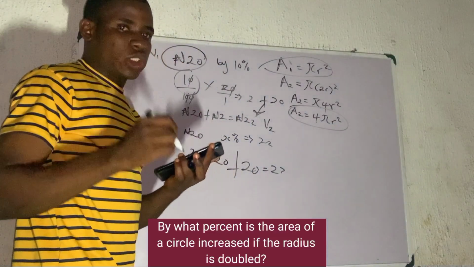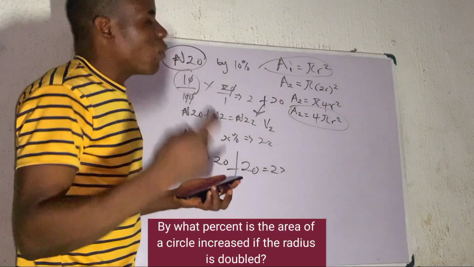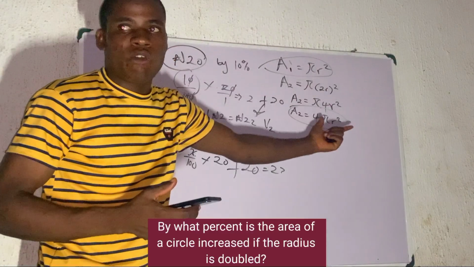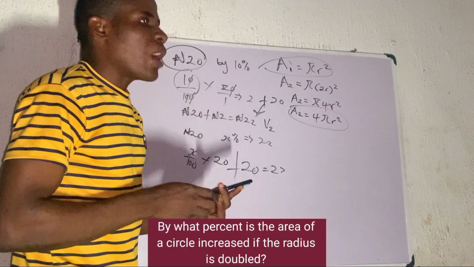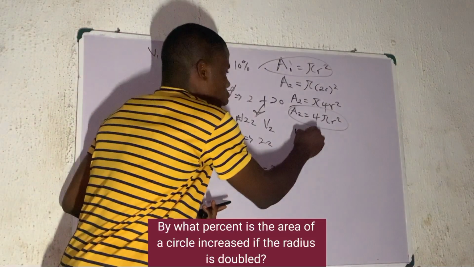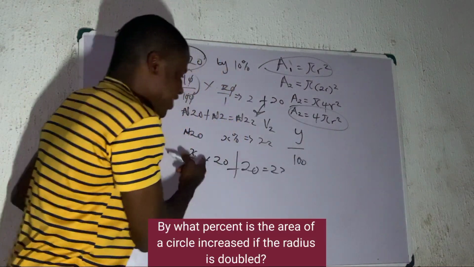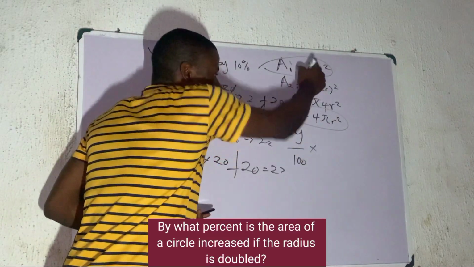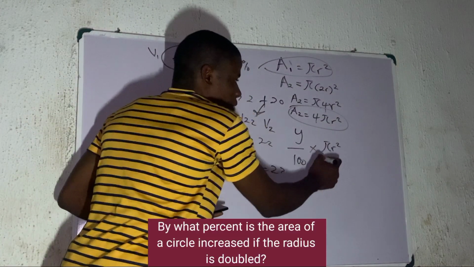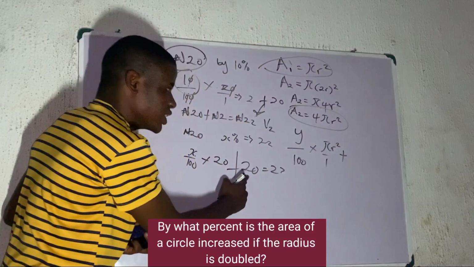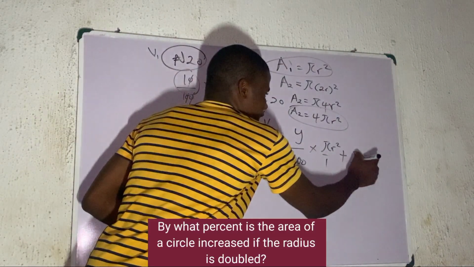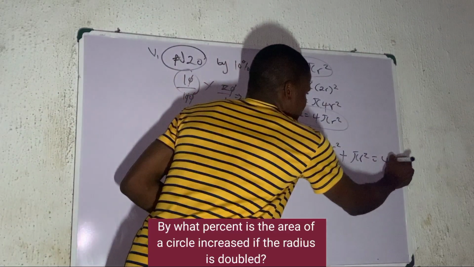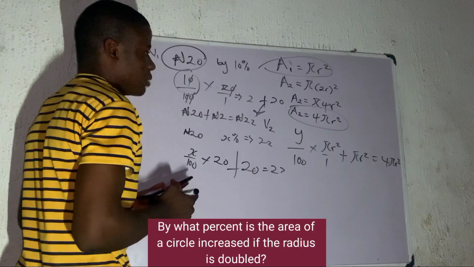Now, this question on our screen, I can read it as: by what percent is pi r squared increased to give us 4 pi r squared? Are you there? That percentage, let me call it y over 100, from what I did there, times the initial, which was the 20. That's times pi r squared, which is the first area, plus the initial again, that's plus pi r squared, will give us the final, which is 4 pi r squared. Please make sure you understand what I'm saying.